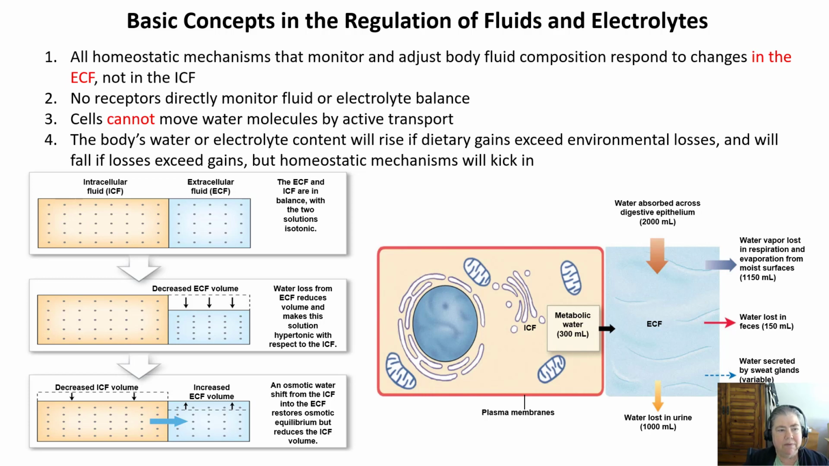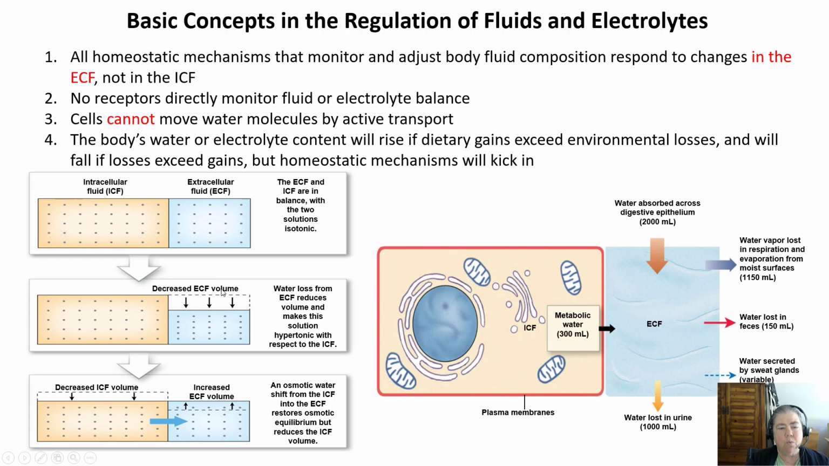So, here we have a couple of examples. We have our intracellular fluid and our extracellular fluid, about 2/3 and 1/3. They're in balance and they have the same concentration of electrolyte particles. They're different compositions, right? Because in the intracellular fluid, there's lots of potassium and a little sodium. And in the extracellular fluid, there's lots of sodium and little potassium. But they're in balance. And the solutions are isotonic.